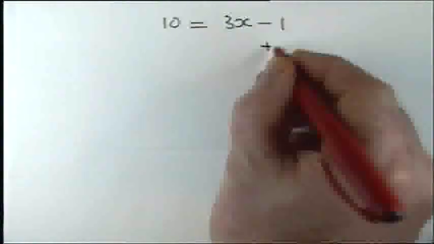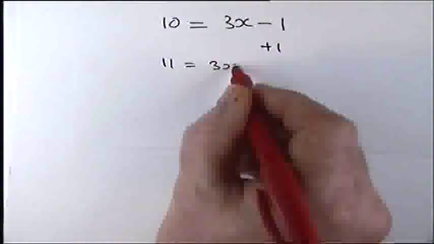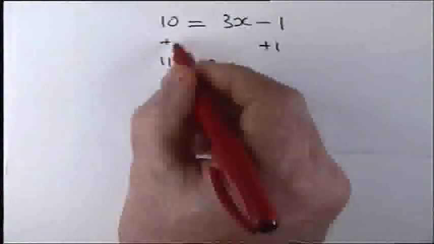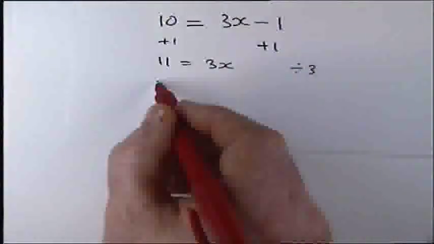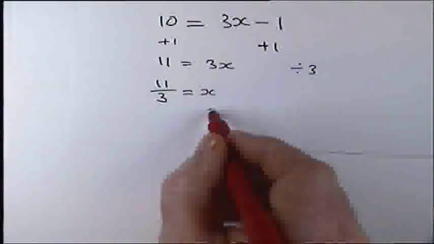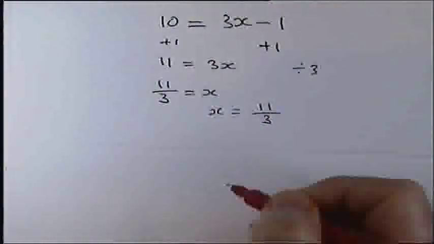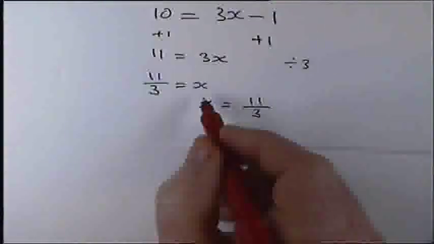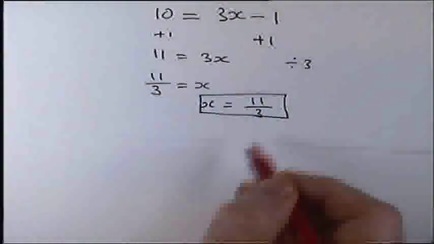So again, we're adding 1 to both sides. So we get 11 equals 3x, because we've done it to both sides. And now we're going to divide both sides by 3, and we get 11 divided by 3 equals x. And if you prefer, you can write that as x equals 11 divided by 3. And that's how I'm going to leave that answer. And that's a completely valid answer, so you can write that in an exam.